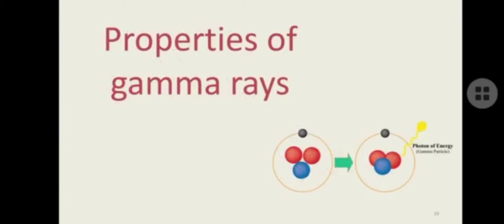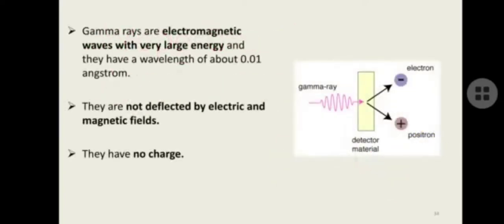Properties of gamma rays. Like X-rays, gamma rays are electromagnetic waves. The energy of a gamma photon is very large, of the order of a million electron volts. Hence, the wavelength of a gamma photon of energy 1 mega electron volt is 0.01 Angstrom, which is about 1/100th part of the wavelength of X-rays.